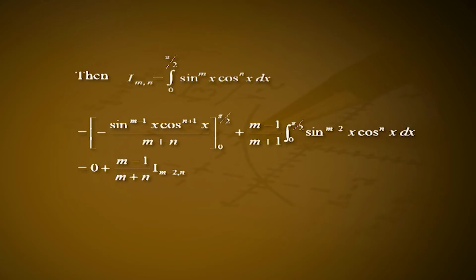Let I_mn denote the definite integral from 0 to π/2 of sin^m x into cos^n x dx. Then I_mn is equal to the integral from 0 to π/2 of sin^m x cos^n x dx, which is equal to minus sin^(m-1) x cos^(n+1) x divided by (m+n) between the limits 0 and π/2, plus (m-1)/(m+n) into the integral from 0 to π/2 of sin^(m-2) x cos^n x dx, that is equal to 0 plus (m-1)/(m+n) I_(m-2, n). Thus, I_mn is equal to (m-1)/(m+n) I_(m-2, n).